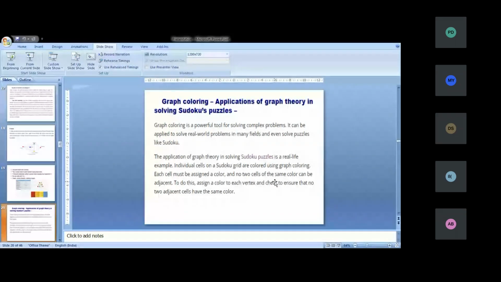So in Sudoku we are using numbers from 0 to 9. The same numbers cannot be adjacent. So the same technique we are using in graph coloring also. Each cell will be assigned a color, and no two adjacent cells can have the same color, so they have different colors. Graph coloring is used in Sudoku also. To do this, assign a color to each vertex and check to ensure that no two adjacent cells have the same color.